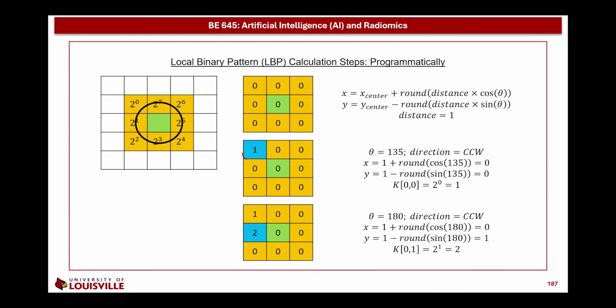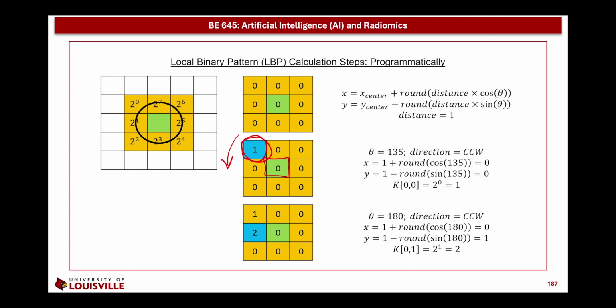So for example, we start at 135 and we are moving counterclockwise. So how do we obtain that location? We have the center pixel at 1 and 1, x and y. So 1 plus the round of cosine 135, which is negative 1, will be 0. And for y, the round of sine 135 will be 1. So 1 minus 1 will be 0 also. So the pixel location will be 0 and 0.